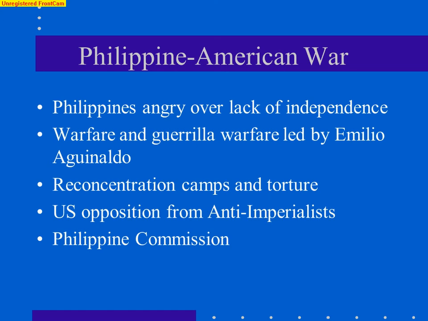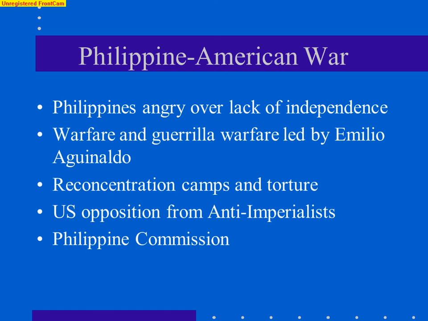Eventually, this revolution came to an end in 1901 when Emilio Aguinaldo was captured, but not before 600,000 Filipinos were killed during the Philippine-American War. And following this Philippine-American War, this uprising against the new colonizing power, the United States, the Philippine Commission was established in 1899 by William McKinley to study this issue and to make recommendations. How are we going to deal with the Philippines?